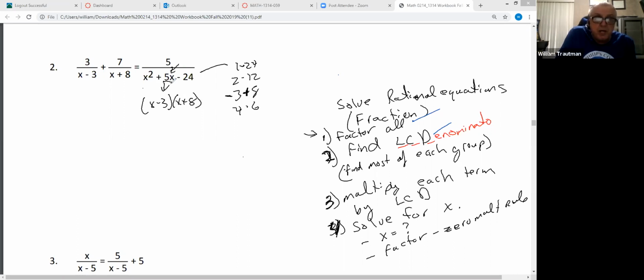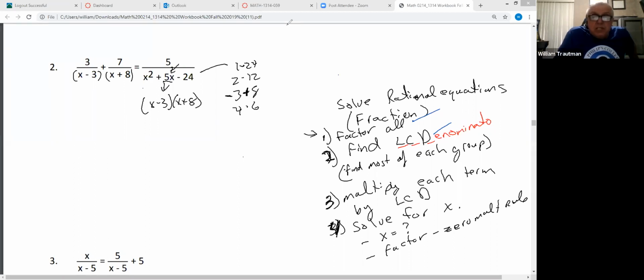Okay, that bottom factors to that. And look how nice it is. Over here, I have an x minus 3. Over here, I have an x plus 8. So that usually happens. When you factor something like that, hopefully it matches the bottoms of the other ones. Then the problem's not too bad. So step 1, factor everything we can. We factored that bottom. Step 2, find the LCD.